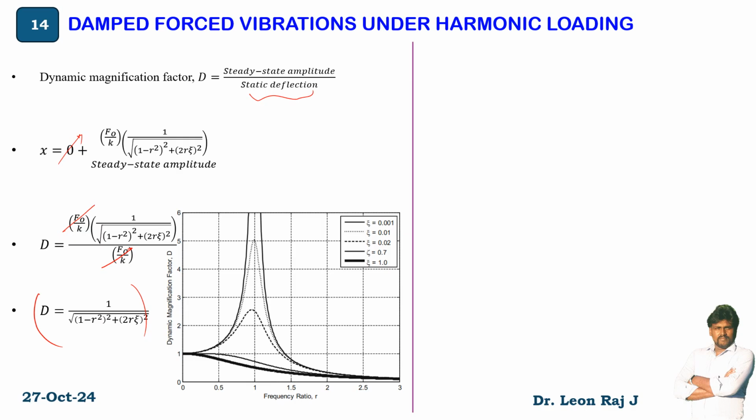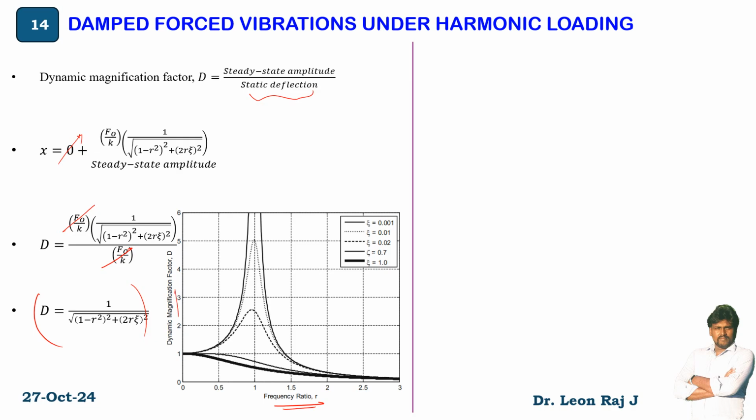What is the dynamic magnification factor? It tells how much the steady state amplitude is magnified with respect to the static deflection. This is nothing but the dynamic magnification factor. In the coming lessons, when we solve some problems, you can understand in a better way what the dynamic magnification factor is. The ratio of forcing frequency to natural frequency is nothing but the frequency ratio.